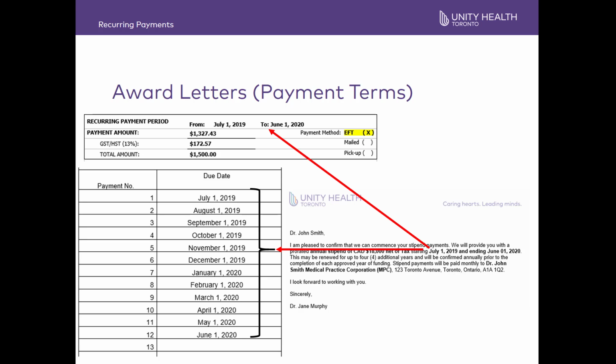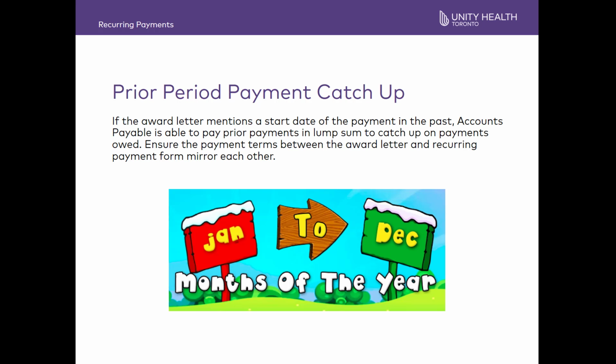Ensure payment terms between the award letter and both schedules on the recurring form tie. If there is a misunderstanding between the financial sponsor and awardee, the business must clarify this. Finance and accounts payable, unfortunately, will not investigate on behalf of the business.